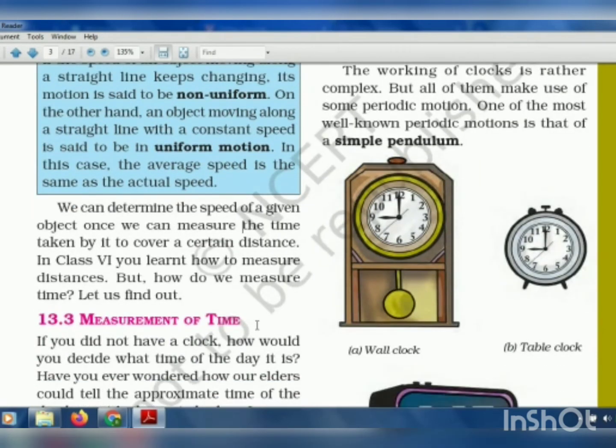Okay. Now here we saw that to calculate speed, other than distance, we also need to know the time. So how can we measure the time of an object?